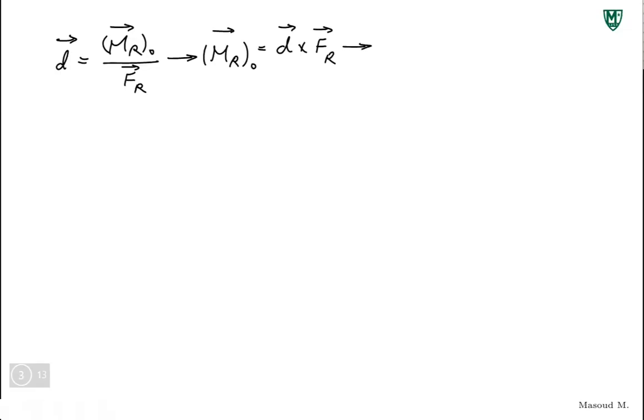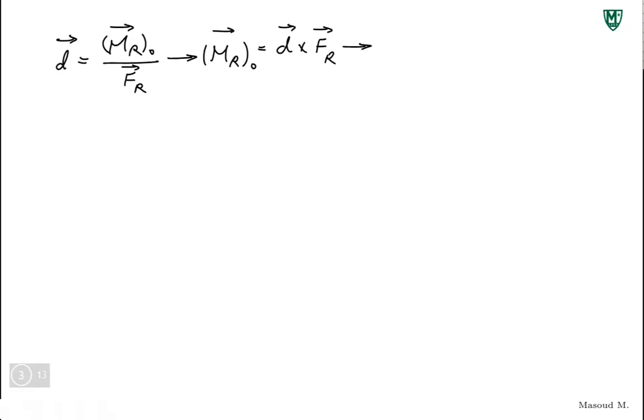So D is equal to MR as a vector about point O, what we found, divided by FR. I can move things around to make my life a little easier. I can write it as a multiplication instead of a division: vector D cross vector FR. And I know the values.